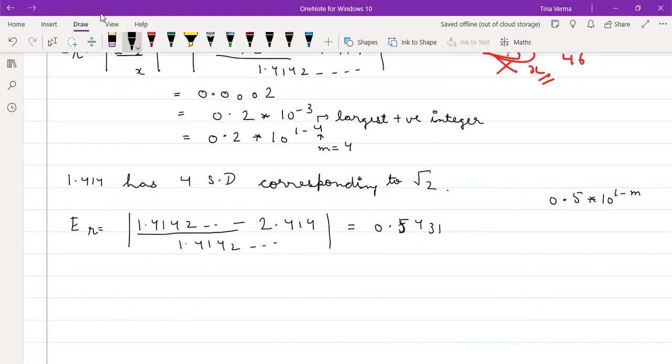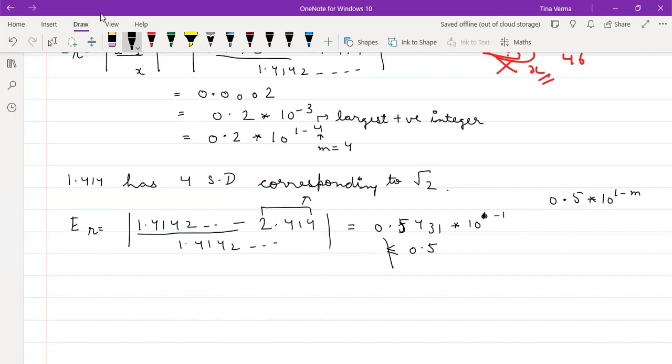So now this number is not less than 0.5, right? You can't write it, however it is 10 raised to the power 0 over here, that you can write as 1 minus 1, but this number is not less than 0.5. That's why you are saying that it is not a close approximation. Since 2.414 has 0 significant digits corresponding to root 2, that is why you take 1.414 as the approximation of root 2, not 2.414. Am I clear? Yes or no? Now you understand the difference?